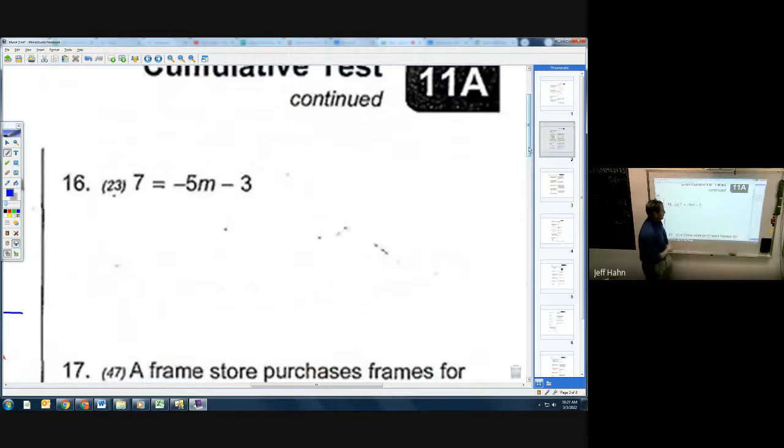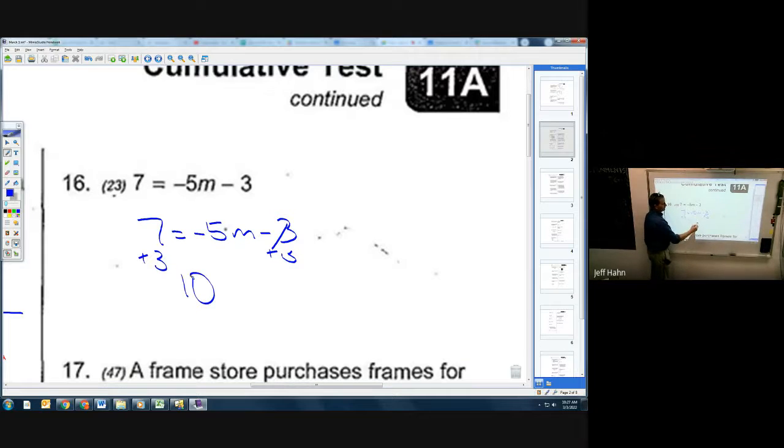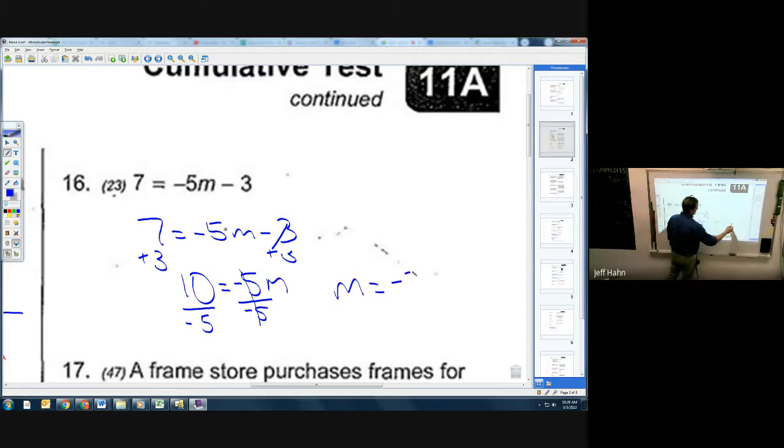So you're looking to get 7 equals negative 5 m minus 3. I'm looking to get m by itself, right? So what's the first thing I do? Add 3, do the opposite. And what is 7 plus 3? 10. And then to get m by itself, now I divide by the negative 5, because you want to make that positive. And 10 divided by negative 5 is negative 2.